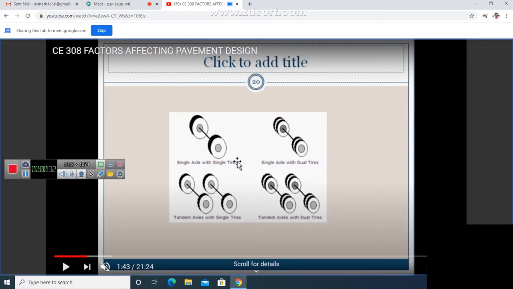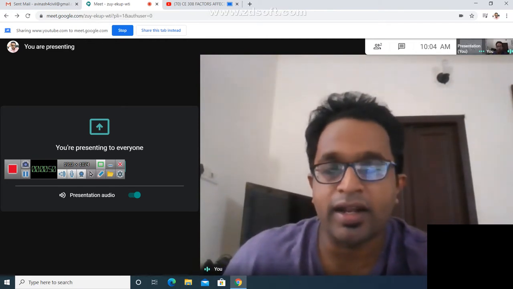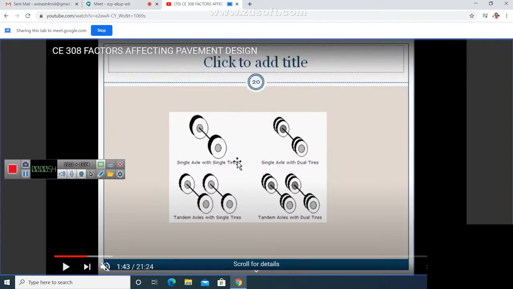You are having a single axle at the rear end, and on each single axle, you will be having 2 tires. The third figure is showing tandem axle with single tires. That means at the rear end itself, you are having 2 axles, and on each axle, you are having single tires. It's not like at the rear and front end. So, tandem axle with single tires.